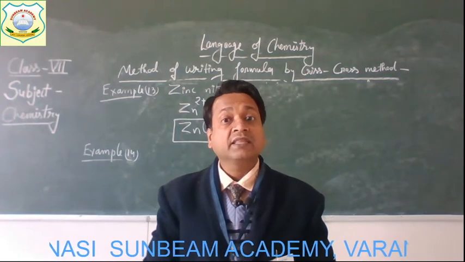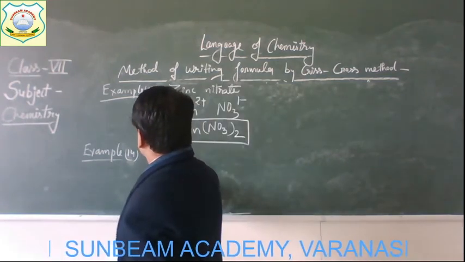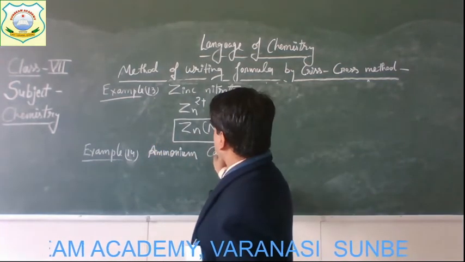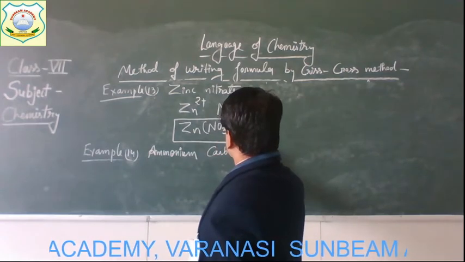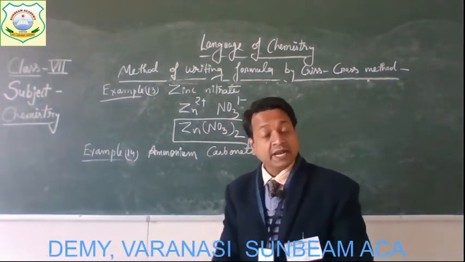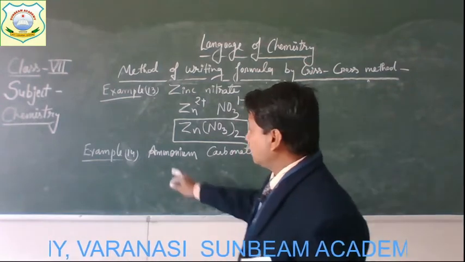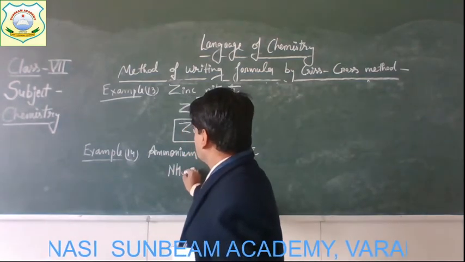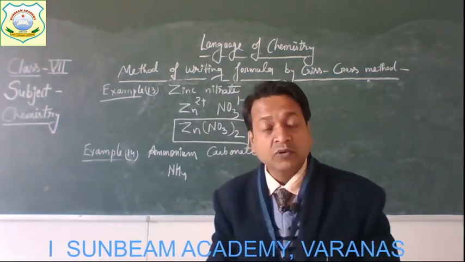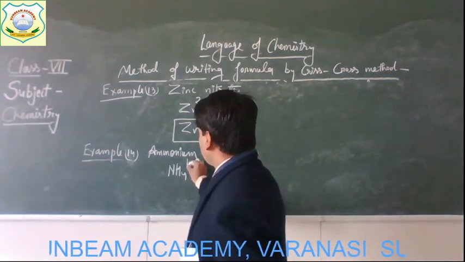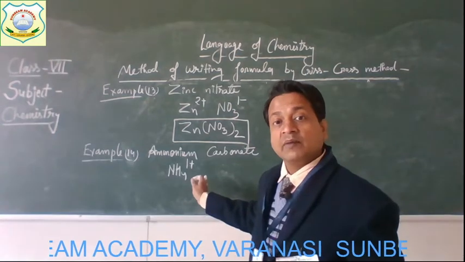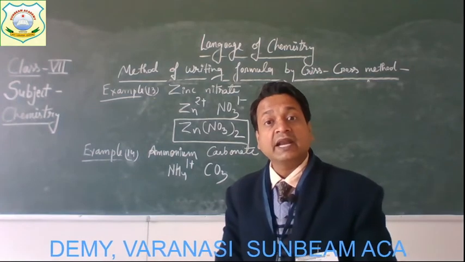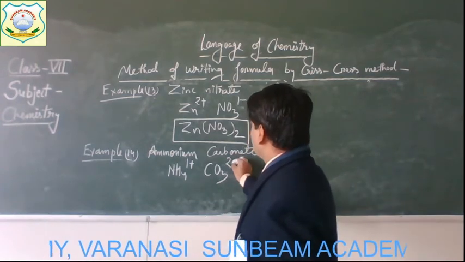Now we will write the formula of ammonium carbonate. For writing the formula of ammonium carbonate, first of all, we will write the symbols. So ammonium has the formula NH4 and the valency of ammonium is +1. So we will write +1 at the top. And carbonate has the formula CO3, and the valency of carbonate we will write at the top, which is -2.